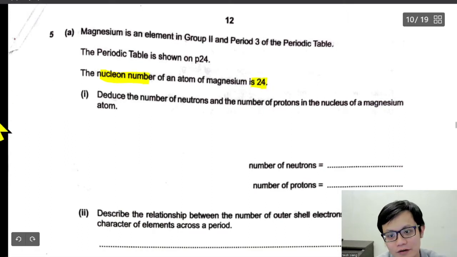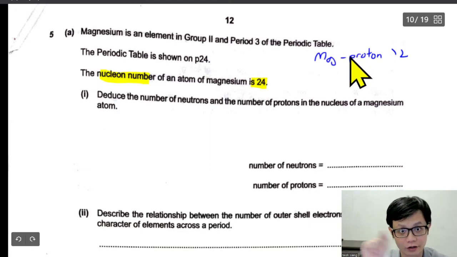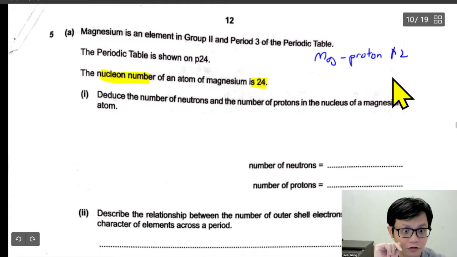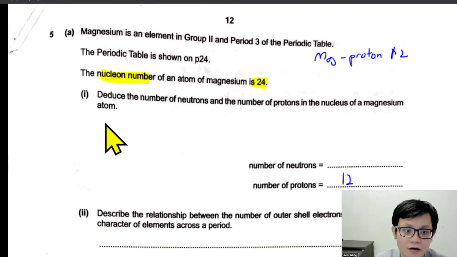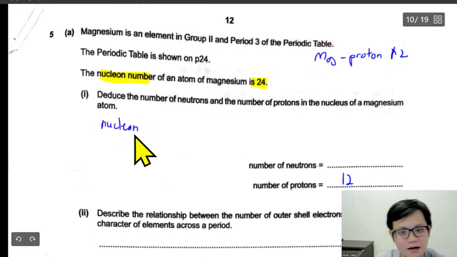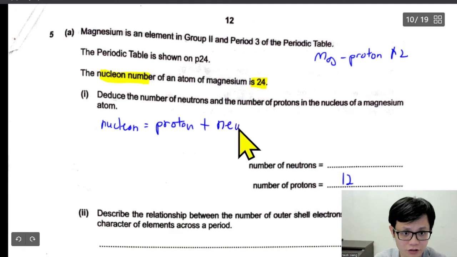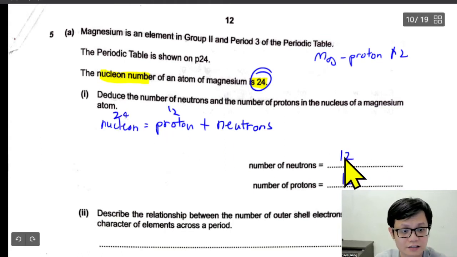So according to the formula, we already know that magnesium's proton number is 12 because just now we looked at the picture and found that the proton number is 12. So the number of protons will be 12. The number of neutrons will be what? What is the formula to get neutrons? I prefer to just remember that nucleon number equals proton plus neutron. So proton is 12, nucleon is given as 24. 24 minus 12, I get 12. So the answer will be 12.